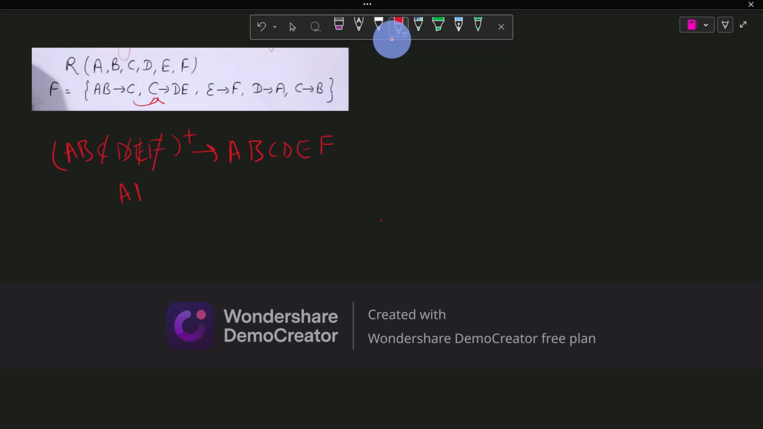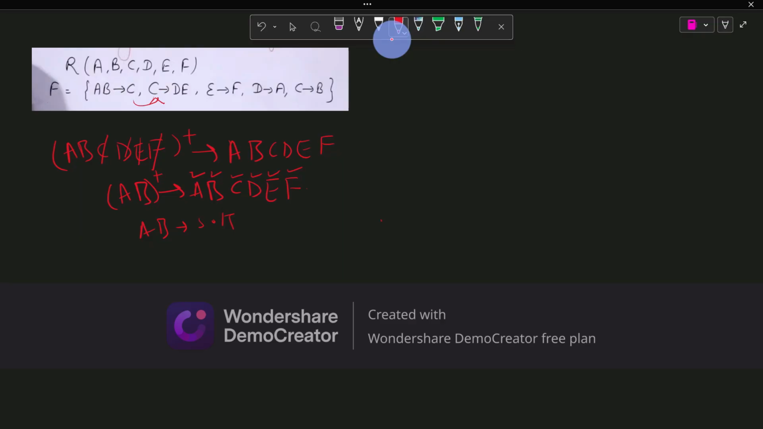So now we have AB, and if we find its closure: with AB we can determine AB, and with AB we can determine C, with C we can determine DE, and with E we can determine F. So as you can see, the closure of AB is A, B, C, D, E, F. So it can determine all the attributes of the relation. Therefore, it's a super key. AB is a super key, but is it a candidate key?